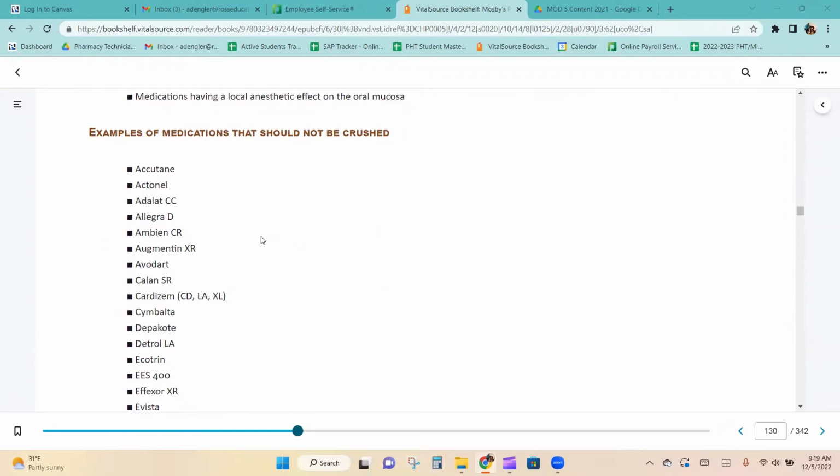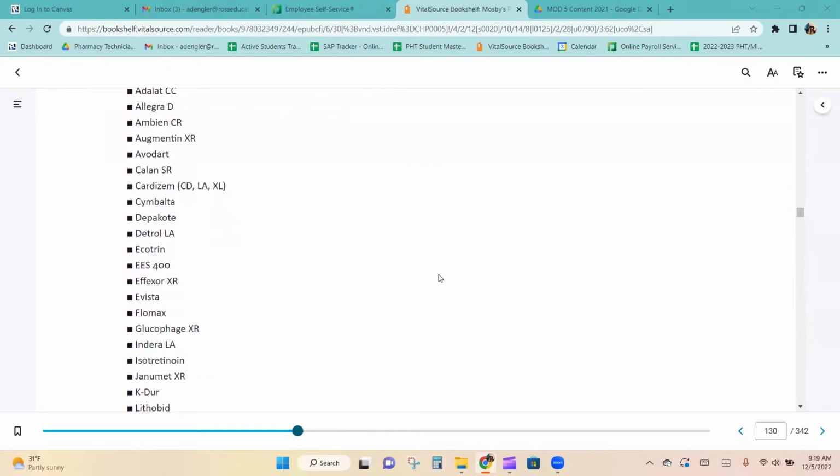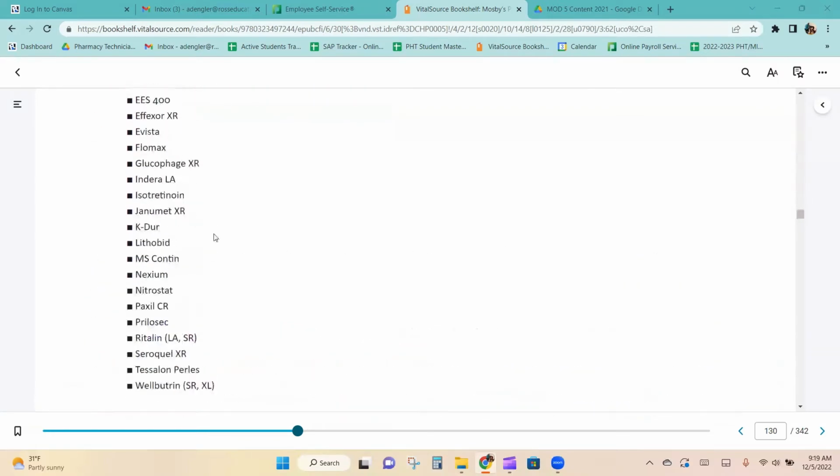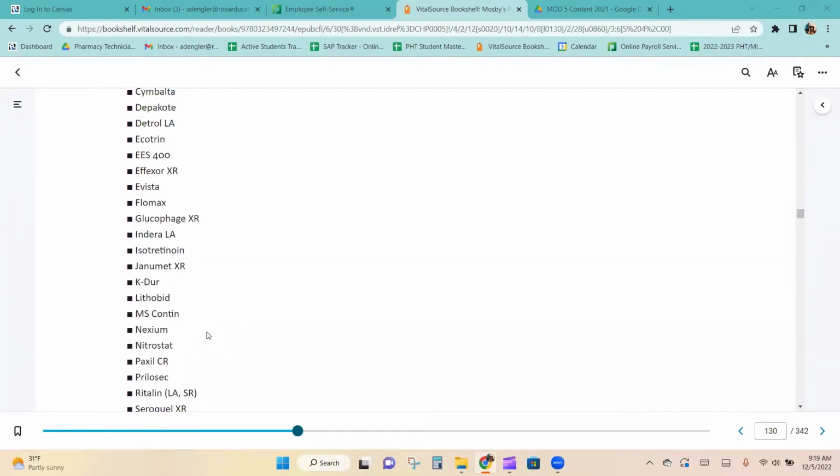So Accutane, Actonel, Adalat CC, Allegra D, Ambien CR, Augmentin XR. So you're seeing a lot of these are the controlled release or the extended release. Those should never be broken. Avodart, Calan SR, Cardizem, CD, Lodine XL, Cymbalta, Depakote, Detrol LA. There's a lot of them, but you can see what I mean.